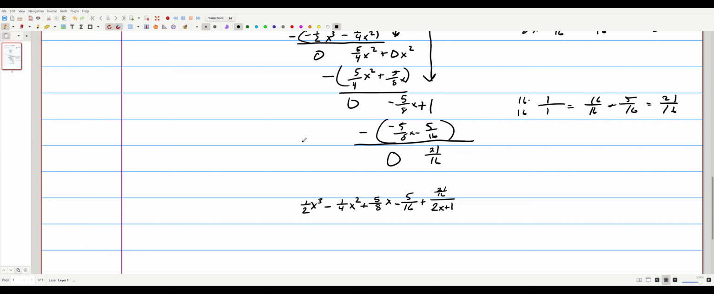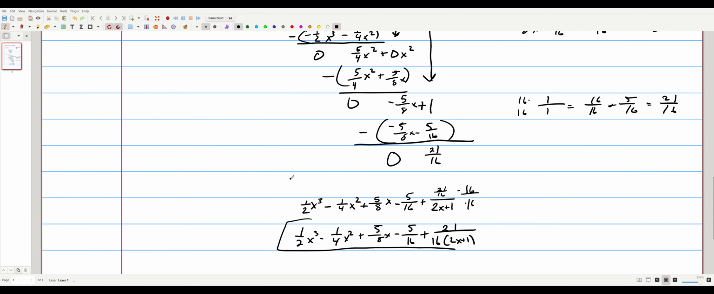And if we wanted to make this look a little neater, all we need to do is multiply the top of this fraction and the bottom of it by 16. And so we get 1/2 x cubed minus 1/4 x squared plus 5/8 x minus 5 over 16 plus 21 over 16 times 2x plus 1. Okay, and so that would be our solution to this question.